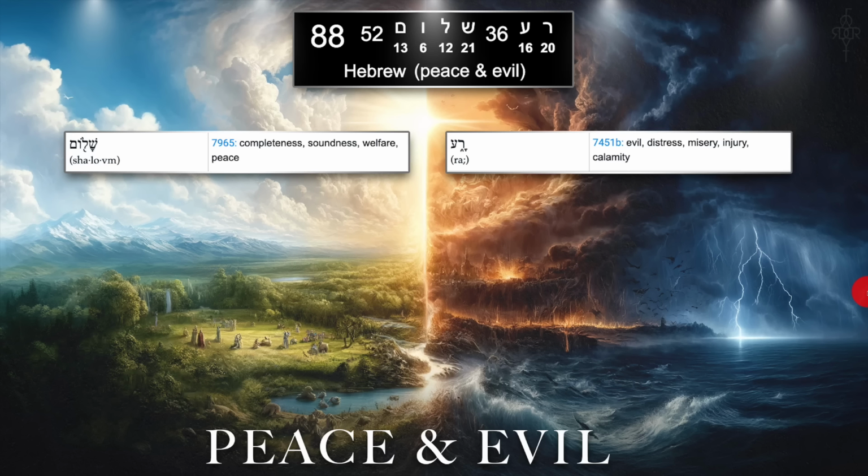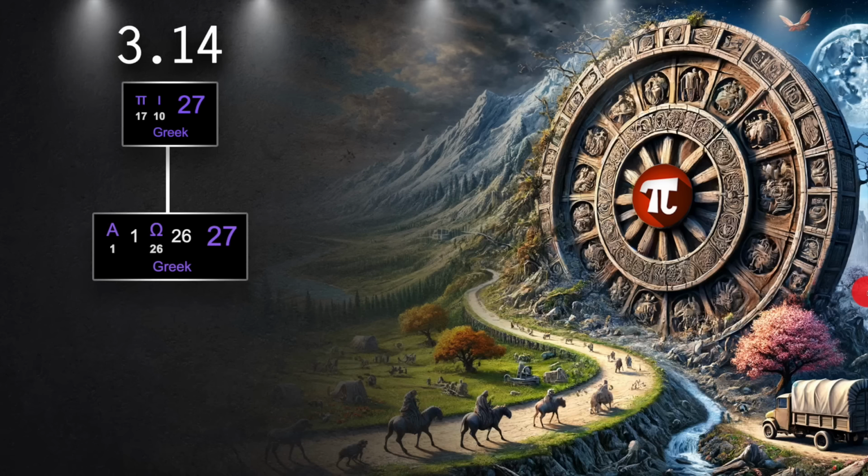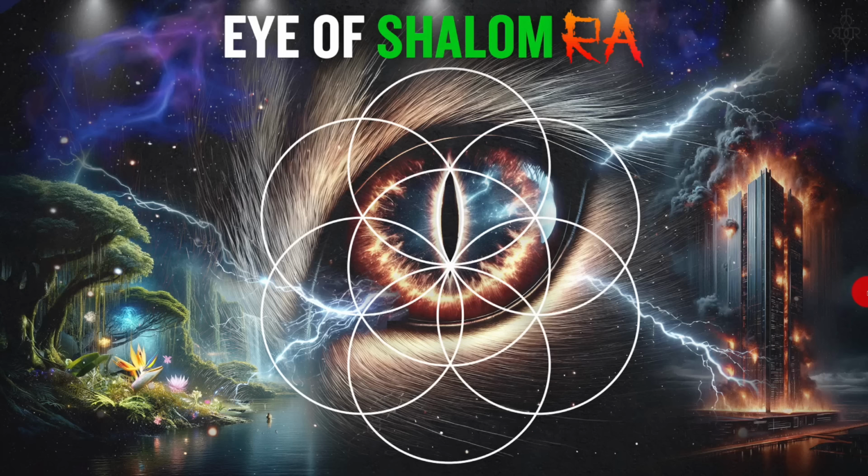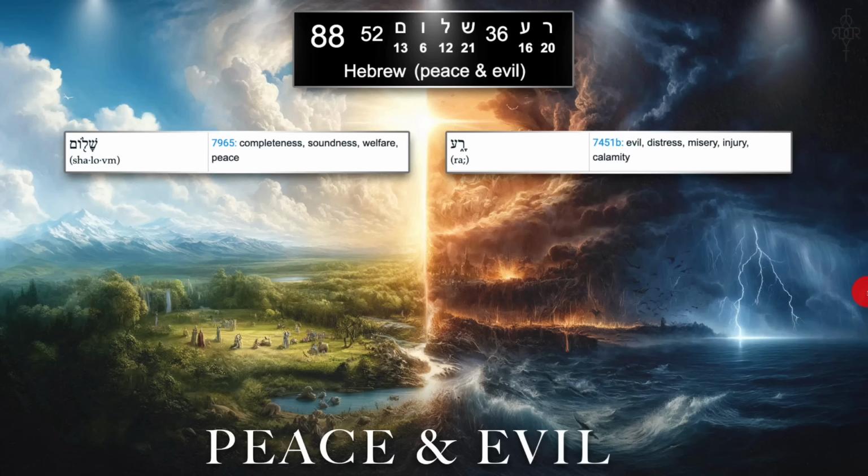And you notice the numerology at the top there. Using the full Hebrew, right? Double digits, no reduction down. 88. What is 88? Ra. It's going to be Ra, folks. It's going to be pi. It's going to be Ra. It's going to be the golden ratio. That's why I have this called the Eye of Shalom Ra. And why I have on the right destruction and on the left creation. Because that's what this alludes to.